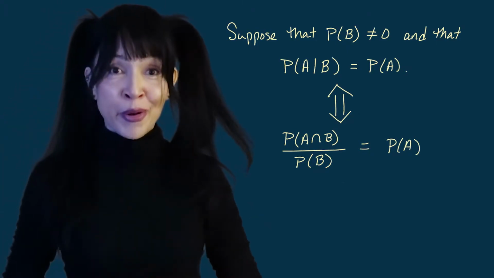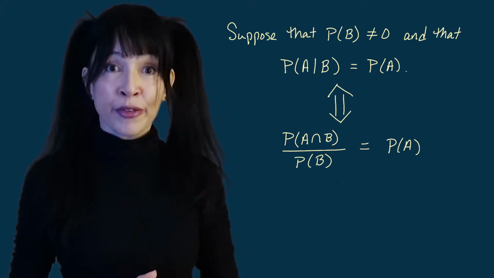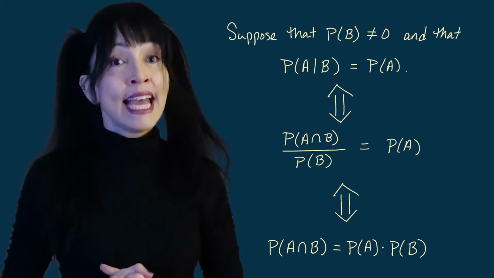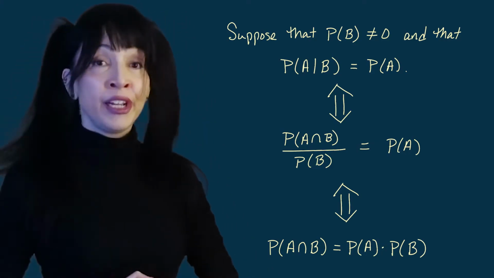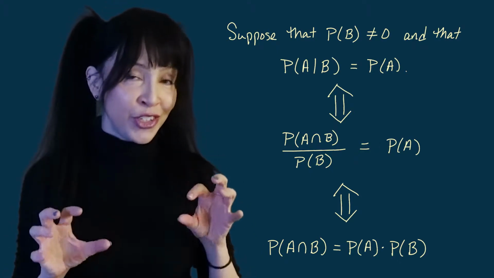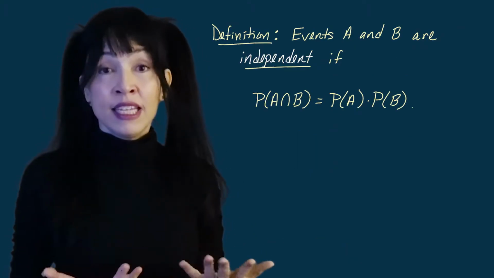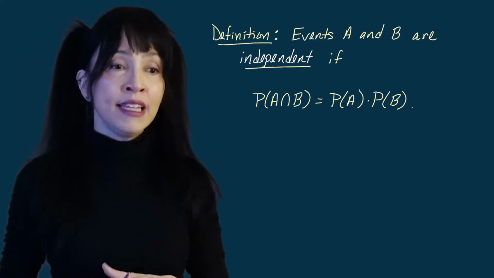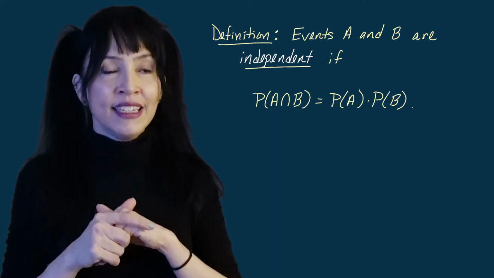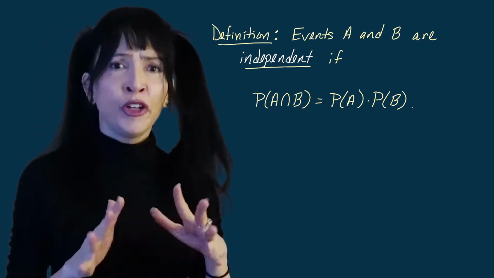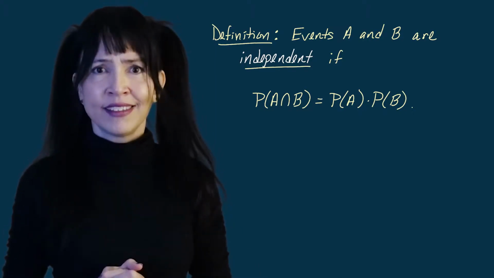So if we multiply the probability that B happens over to the other side, for independent events A and B, we get the probability that A intersect B happens as the product of the two individual probabilities. This is the definition that's usually given in textbooks. It is fine, but to me, the conditional probability definition of independence feels more intuitively clear. You might not agree, and that's okay.